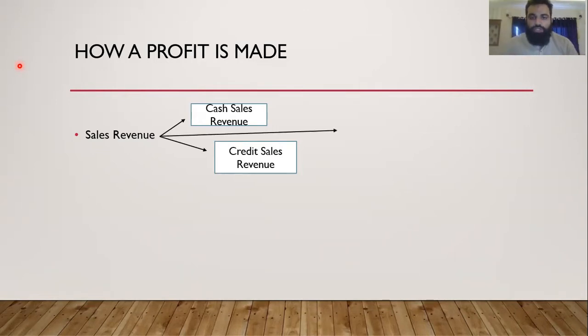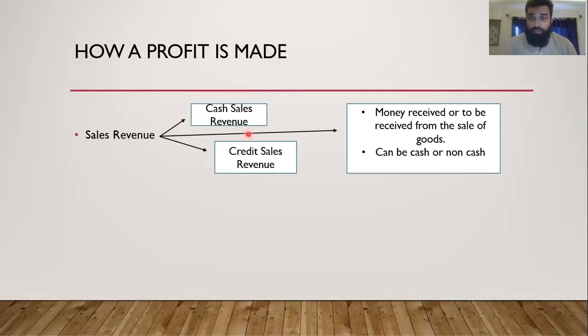So now we are in a position to define sales revenue as money received or to be received. It's not always money received, and it's not always to be received. It can be total cash, it can be total credit, or it can be a combination. So money received or to be received from the sale of goods, number one. It can be cash or it can be non-cash.